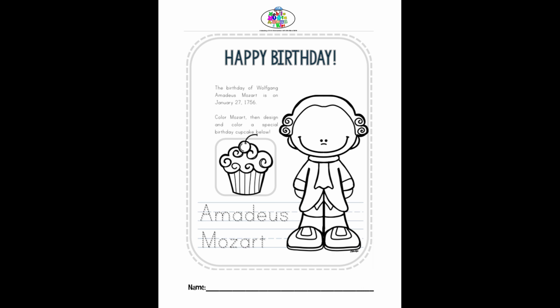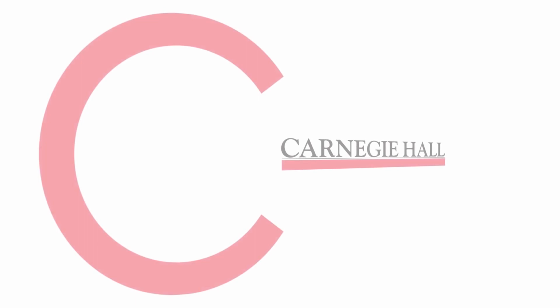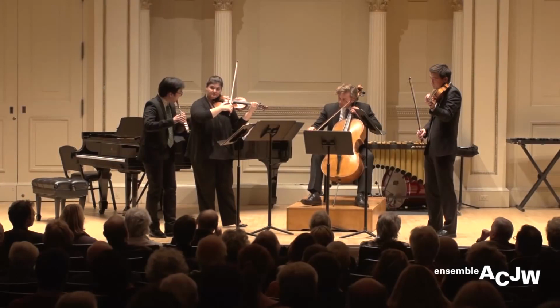Teachers, please give out today's activity page. Children should use pencils to trace the letters of Mozart's name, and then they can go on to color Mozart. Please pause the video and restart when the children are ready to begin. While the children are working, they will be listening to Ensemble Connect, Mozart Flute Quartet in D major, recorded at the world-famous Carnegie Music Hall located right here in New York City.